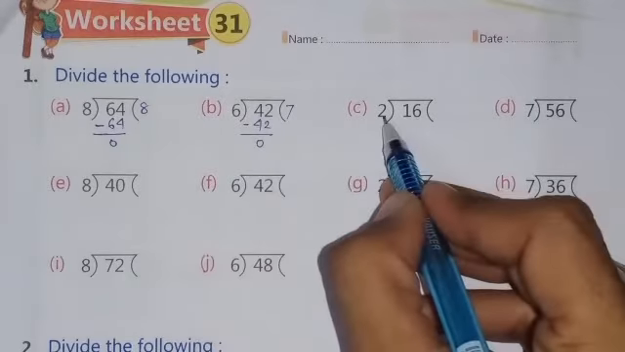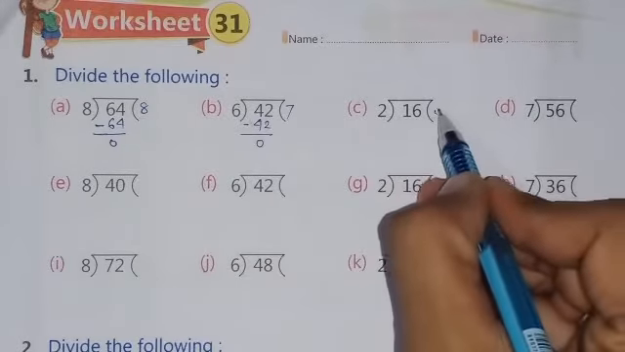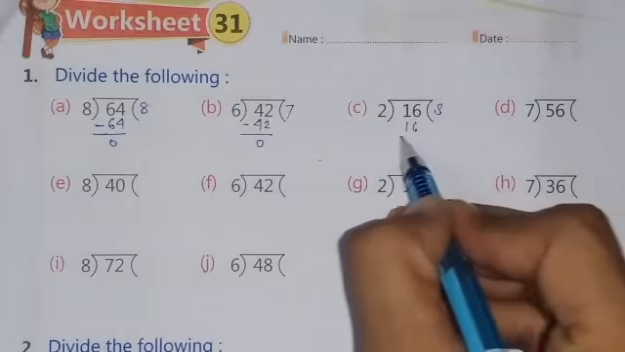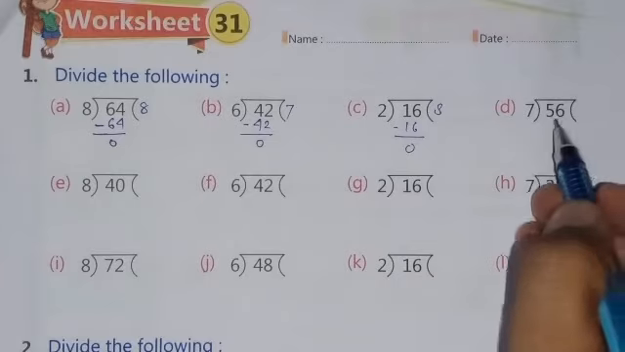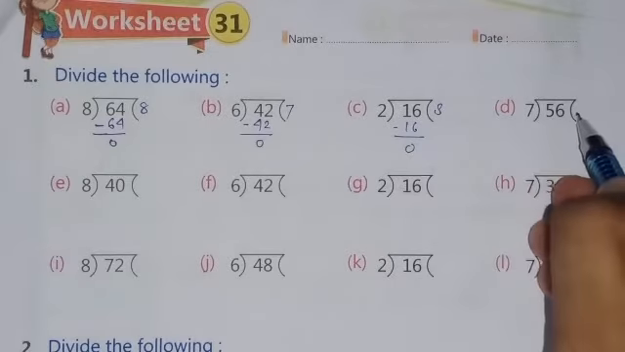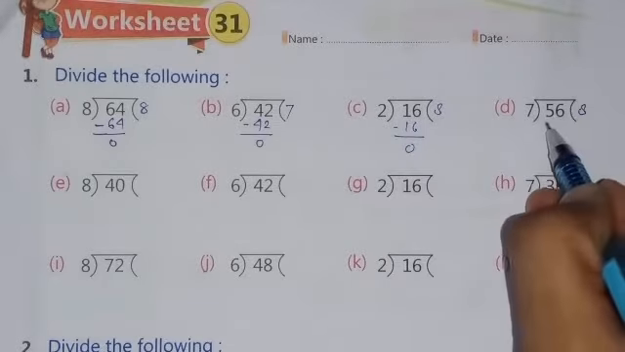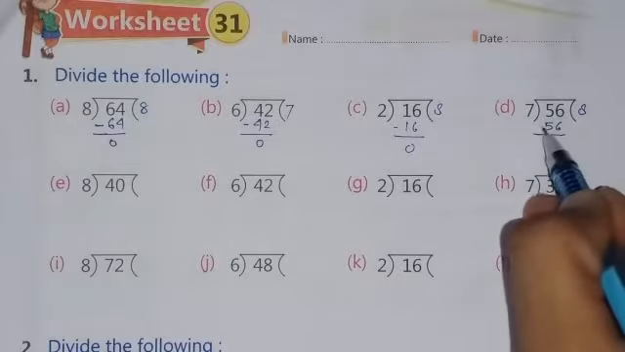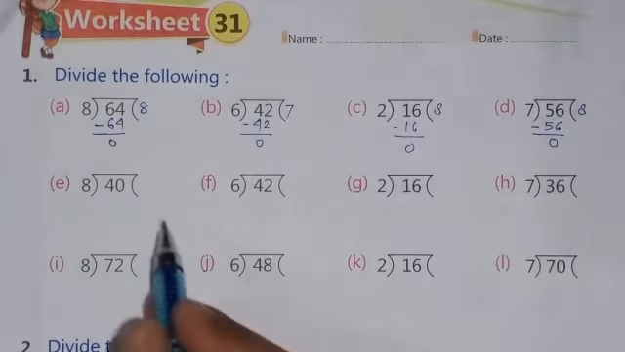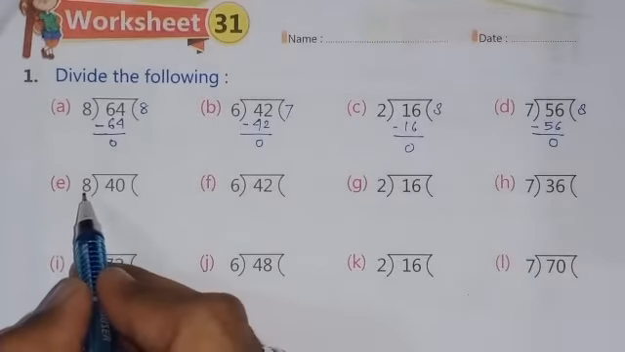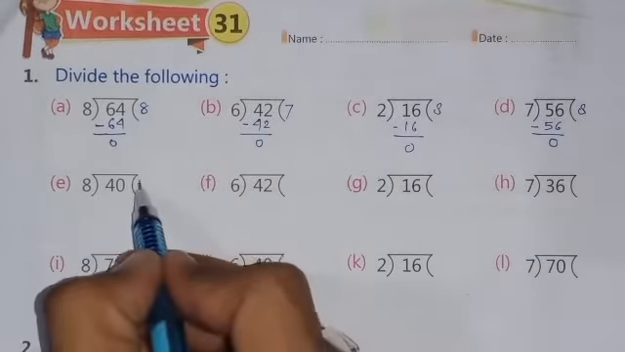In the table of 2, 16 comes 8 times. So 2 8s are 16. On subtracting, you will get 0. In the table of 7, 56 comes 8 times. So 7 8s are 56. On subtracting, you will get 0. This 0 is the remainder. In this question, in the table of 8, 40 comes 5 times.